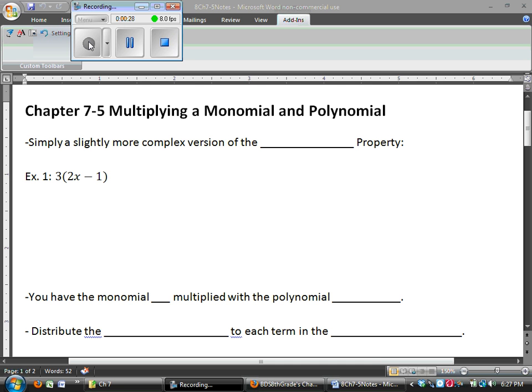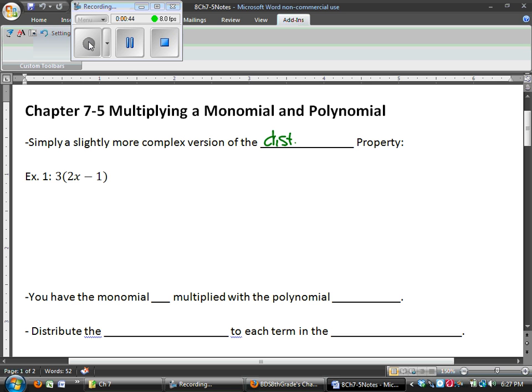Anyways, Chapter 7, Section 5, we're going to start multiplying polynomials and monomials now. So we're going to start here in Section 5 with just a monomial times a polynomial. You'll recognize this as just something that's a little bit more complex than the distributive property. All right, an example here that you would have done in 6th grade, or 7th grade, one of those two.